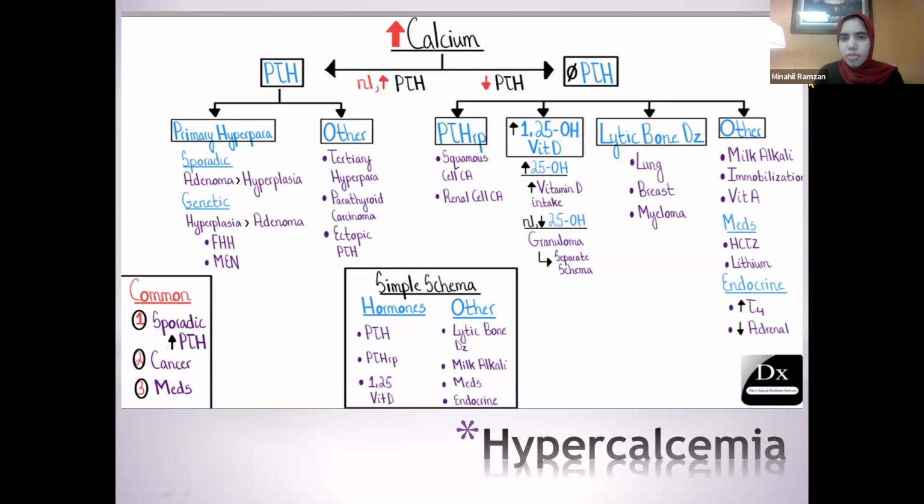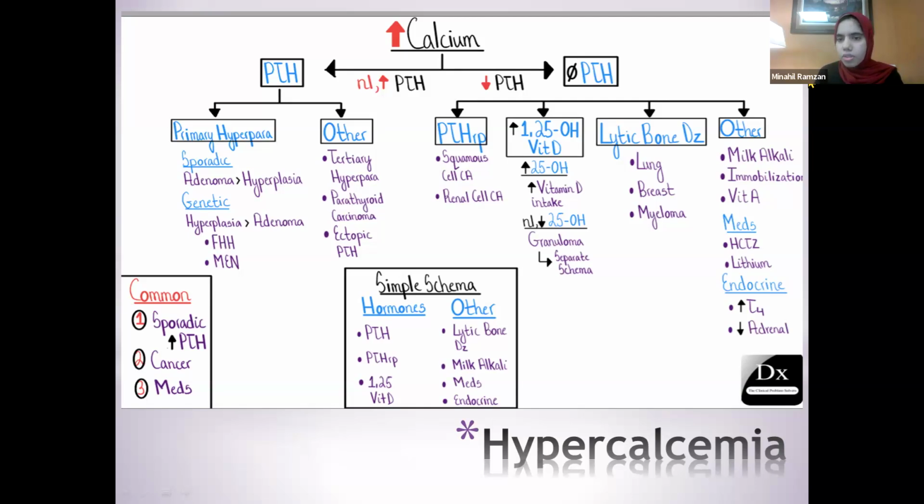Then moving on, if the calcium is high and PTH is low, then there can be many causes. We have to check for PTH-RP, which is positive in squamous cell carcinoma and renal cell carcinoma. Then we will look for the vitamin D levels. They can be increased if the patient has increased vitamin D intake, or if it is produced by some granulomas.